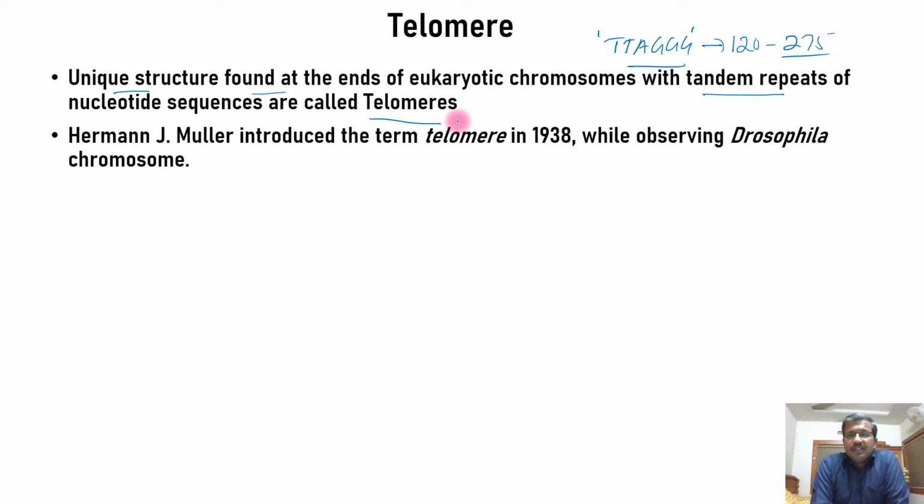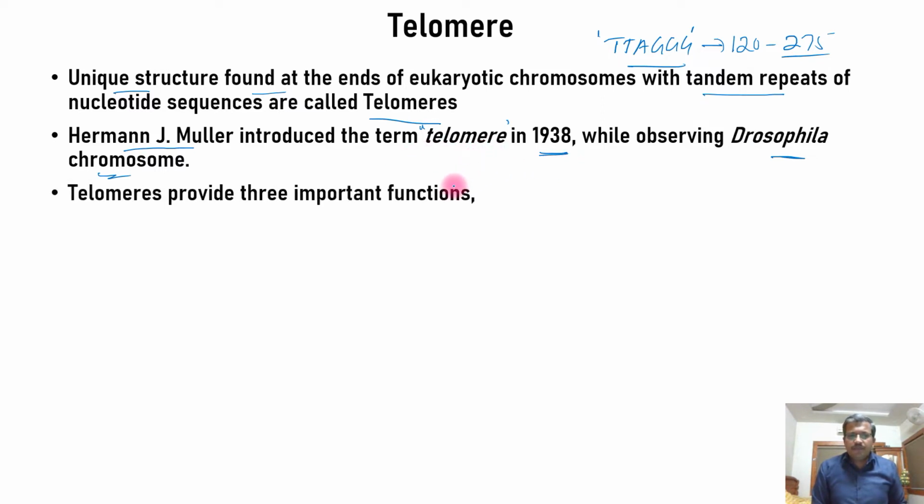This telomere concept was first coined by Hermann J. Muller, when he was studying the Drosophila chromosome in 1938. At that time he noted this telomere part. Mainly, this telomere has a definite function in the case of the eukaryotic chromosome.